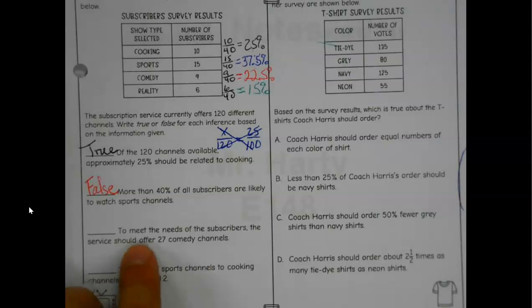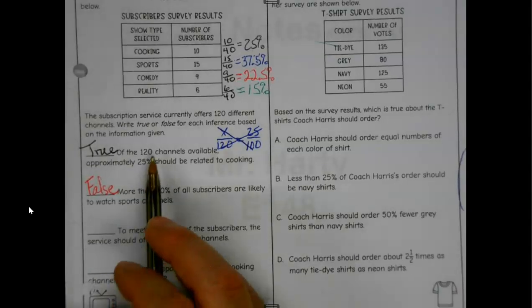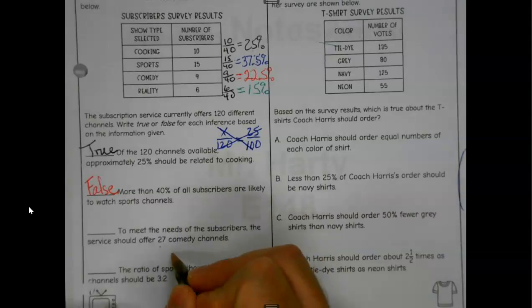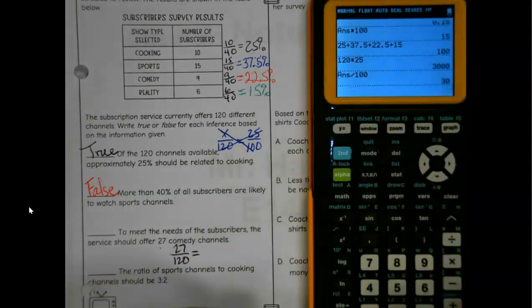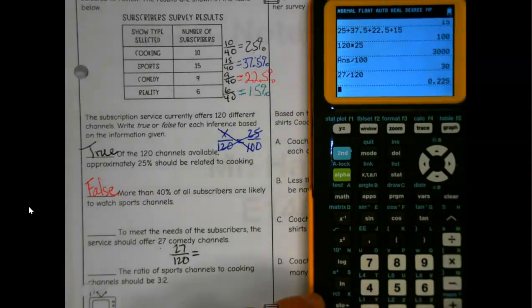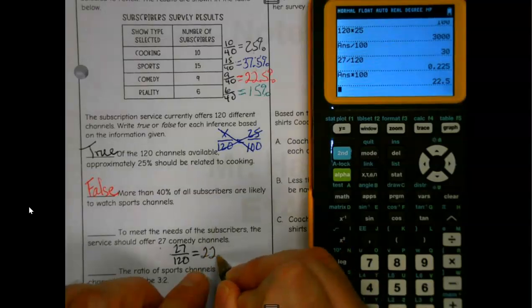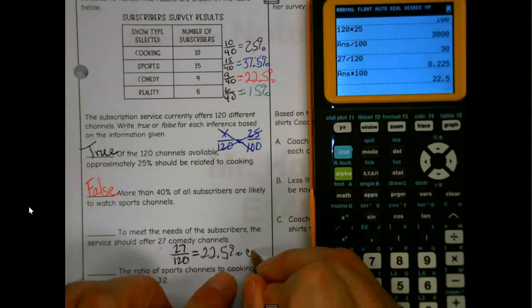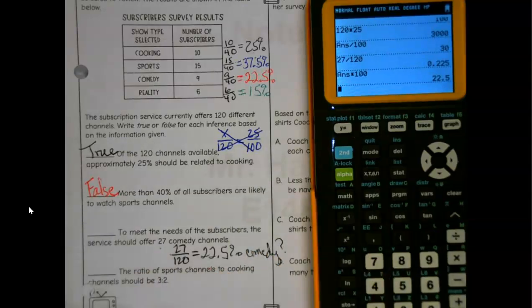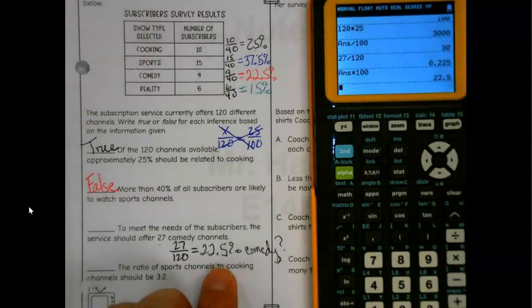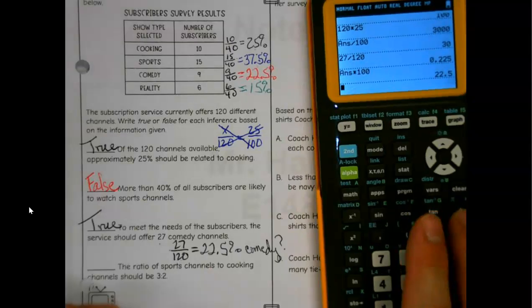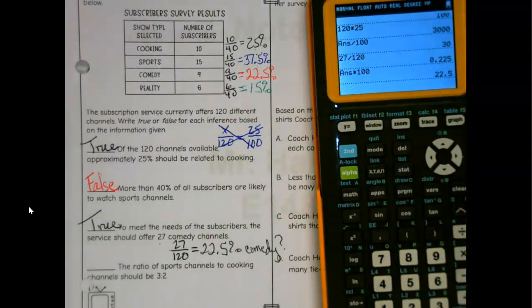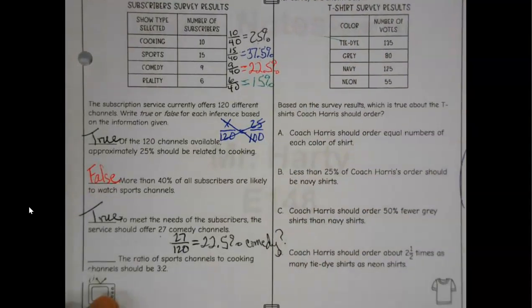To meet the needs of subscribers, the service should offer 27 comedy channels. Okay, let's simplify this again. There are 120 channels available. So if we're checking to see if 27 should be comedy, let's see what percentage that would be. So should 22.5% of the stations be for comedy? Man, that's spot on. Somebody was doing their homework. All right. But I'm just basically using the information I got from the chart and making some percentages to work that out.